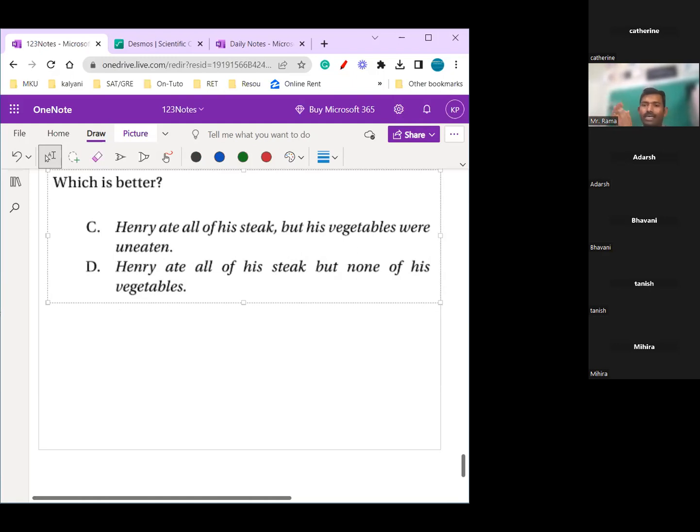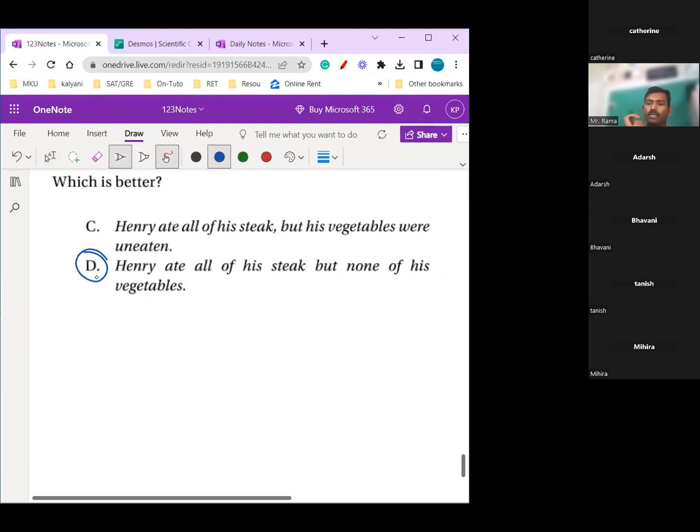So in the first one, the first clause is active, but the second one is passive, so it doesn't go along with it. That's the violation basically. But in the second one, it's parallel and also clear. And you guys answered that one correctly. Henry ate all of his steak, but none of his vegetables. That's totally good. Okay, awesome.